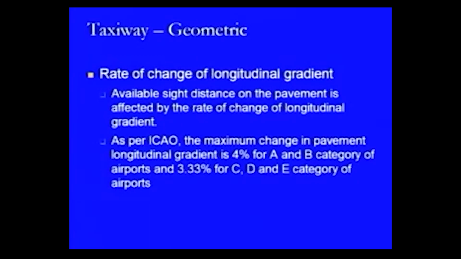Again, as per ICAO, the maximum change in the pavement longitudinal gradient is fixed as 4% for A and B category of airports, and it is fixed at 3.33% for the C, D and E category of airports. So, these are the specifications related to the rate of change of longitudinal gradient.